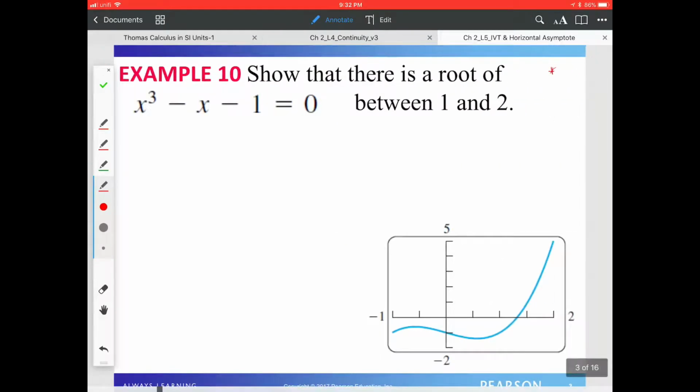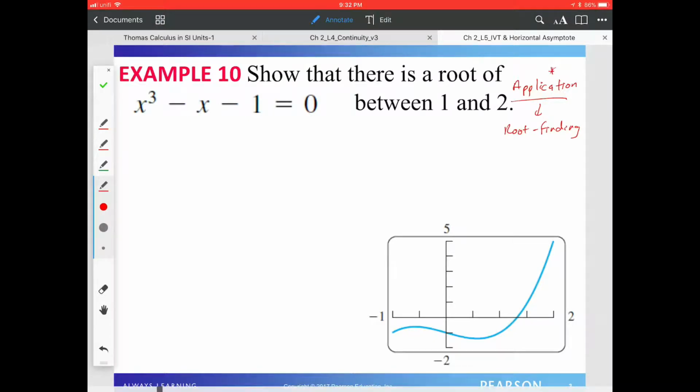Now, one of the important applications for the intermediate value theorem is root finding. It is used to know that a root exists, and we want to get some sort of interval where it exists. That is the application of the intermediate value theorem.